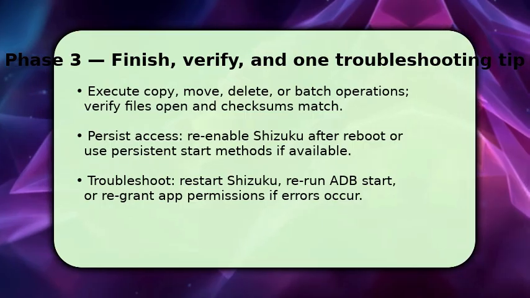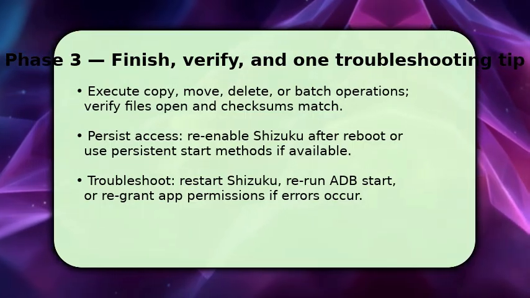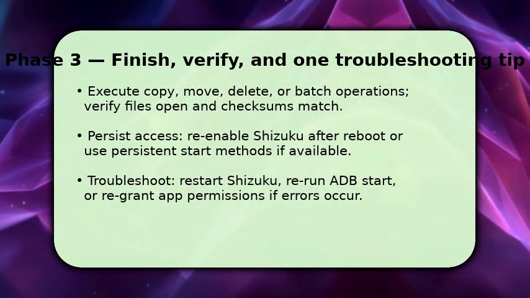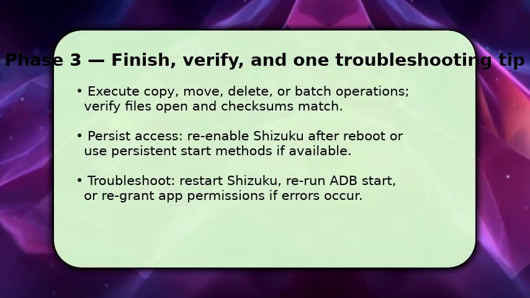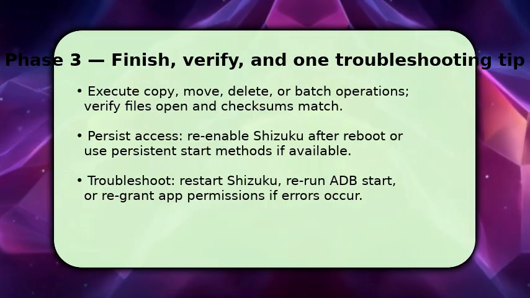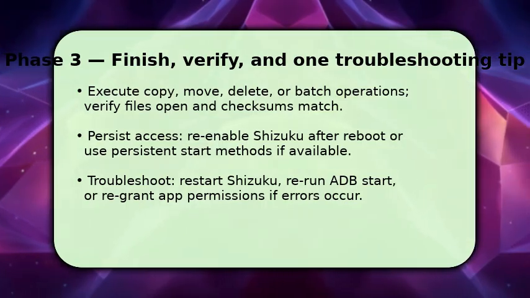Make sure you can restart Shizuku or use allowed persistent start options. If something breaks, restart Shizuku, rerun the ADB start command, and re-grant permissions. This resolves most connection and permission issues quickly.